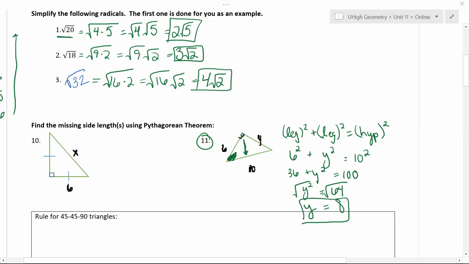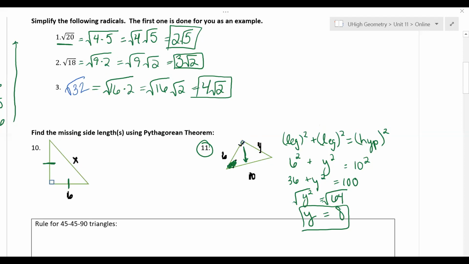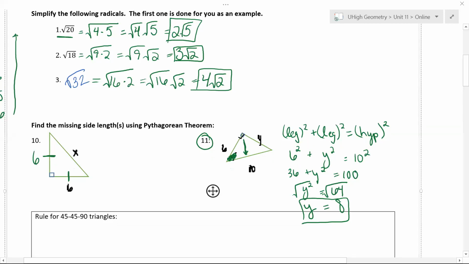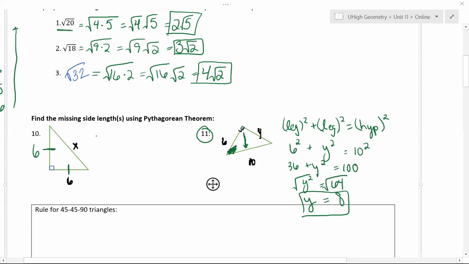Okay, now if I look at number 10, this one's a little bit different because what I have to notice is that I have these two congruency marks on my two legs. If I'm given two congruency marks and one of them is labeled 6, that means my other one is also a 6. So now I could do leg squared plus leg squared equals hypotenuse squared, or 6 squared plus 6 squared equals x squared.